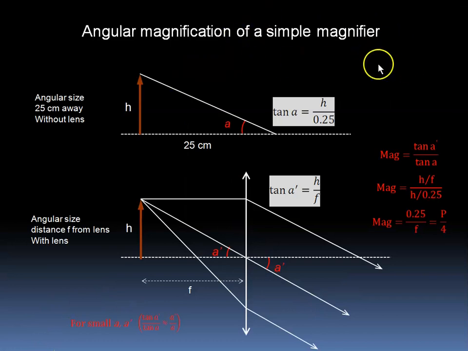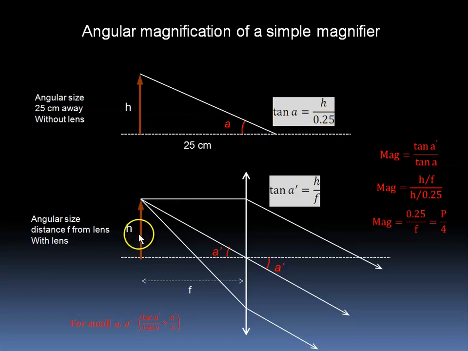Here we show a simple magnifier in which an object is placed behind a lens at the primary focal point away. An observer to the right can then view the image. An object that is located 25 centimeters away without any intervening lens creates a certain angle. The tangent of this angle is equal to the opposite over the adjacent, which is the height over 0.25 meter.